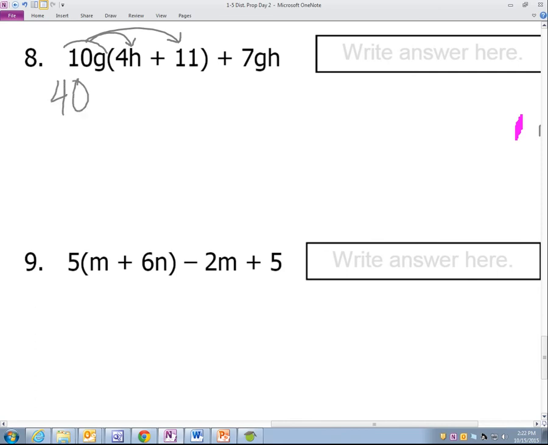So I have 40GH plus 110G. And then the 7GH just comes along for the ride until it's ready to be bunched with somebody.